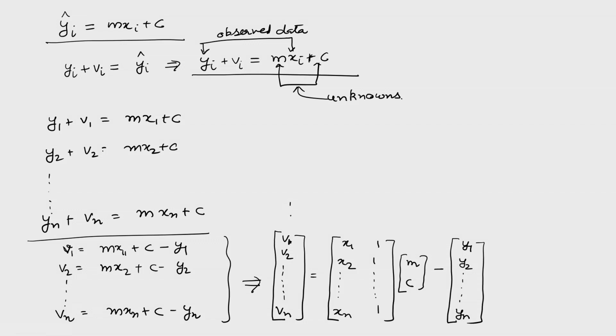So, this matrix I call the V matrix, this matrix I call the A matrix, this matrix is the capital X matrix, and this matrix I call the L matrix. So, if I write the size of these matrices, V is an n by 1 matrix, A is an n into 2 matrix, X is a 2 into 1 matrix, and L is n into 1. So, these are the unknowns here.